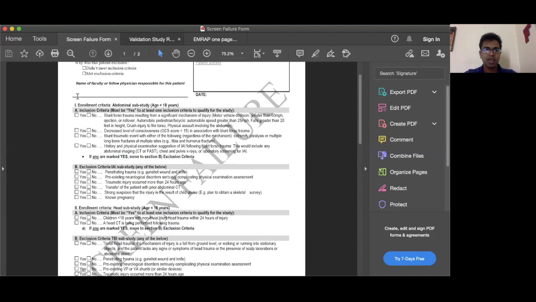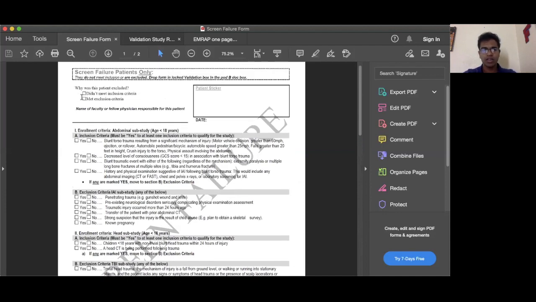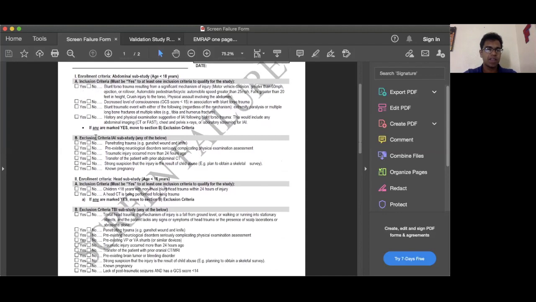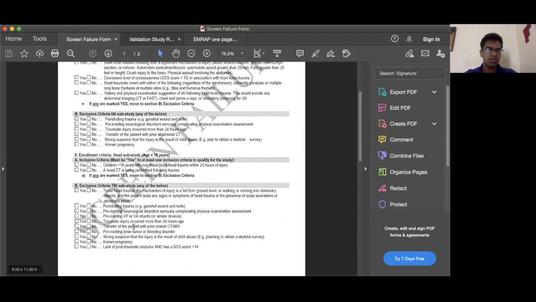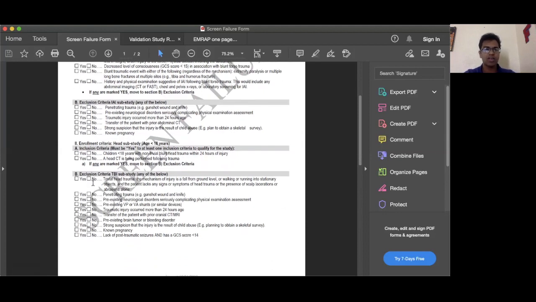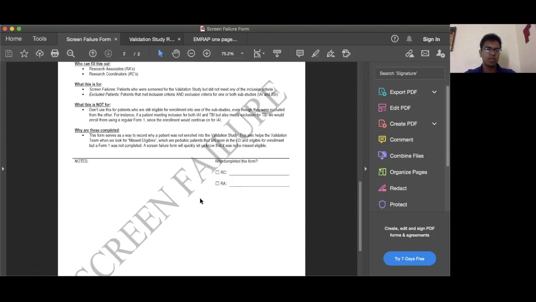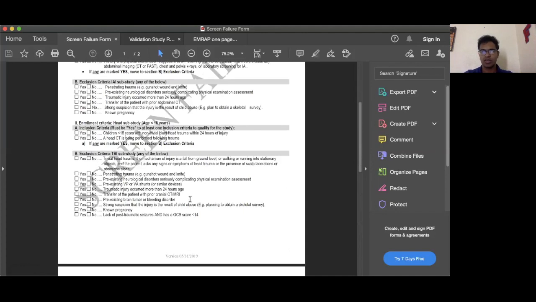And the other criteria or why they were excluded is that they met an exclusion criteria. So you would just check here if they met any of the exclusion. You just leave a check mark there, put a patient sticker, put the name of the faculty member or the attending responsible for the patient, and then check the exclusion that was met. So let's say, in the case of an IAI, they might have had penetrating trauma to the abdomen. So you just put a check mark here, and then in that case, it would be excluded from IAI. And that goes for TBI as well. So any exclusion that they've met, you just check the box, print your name at the end, and turn it into the BPOD doc box.